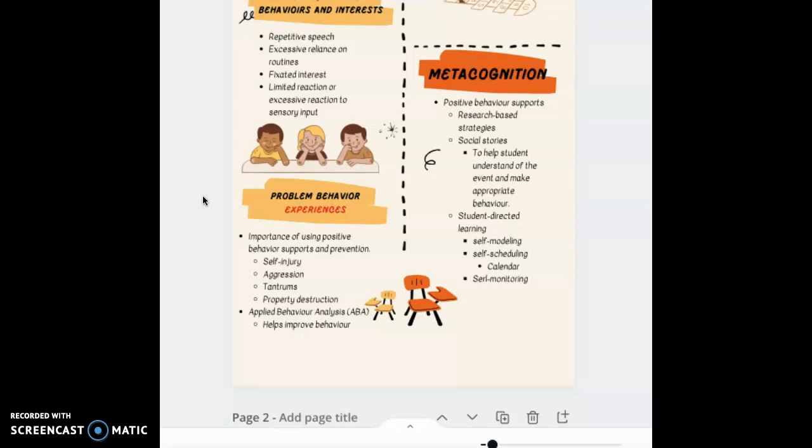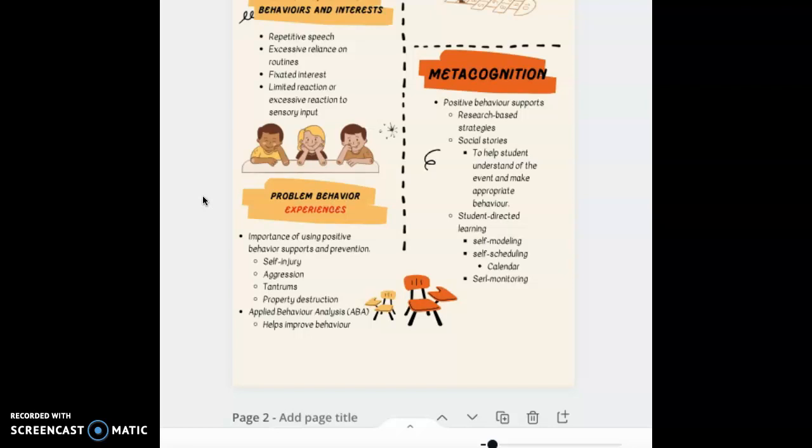can be very delicate, I should say, because as an instructional assistant and as special education teachers, we must have an understanding of how to use positive behavior supports to prevent such escalation of behaviors, because when a student does escalate, they are capable of self-injury, aggression, tantrums, and even property destruction. So there are various types of supports for these students.